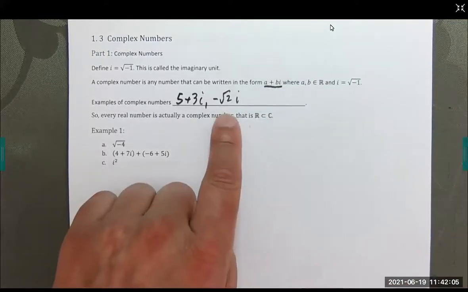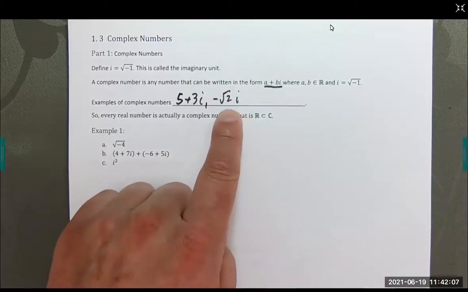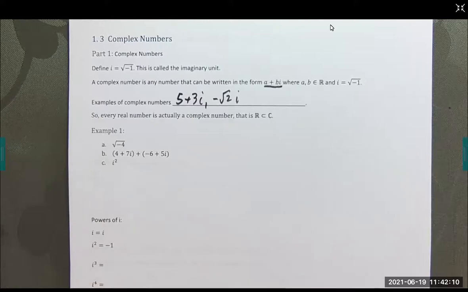Another example would be -√2 i. Make sure if you have a radical with the i, the i is not under the radical. If you put it under the radical into an online homework system, you'll get marked wrong.